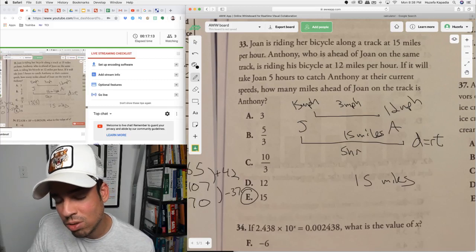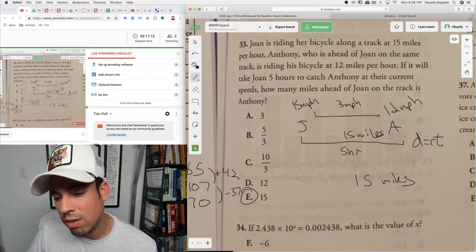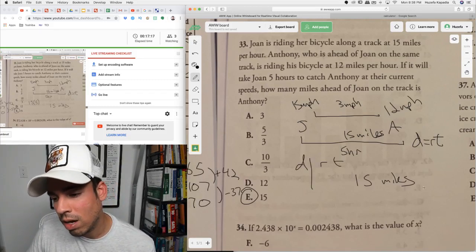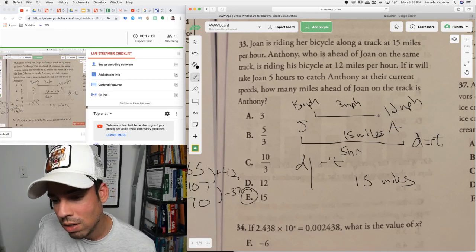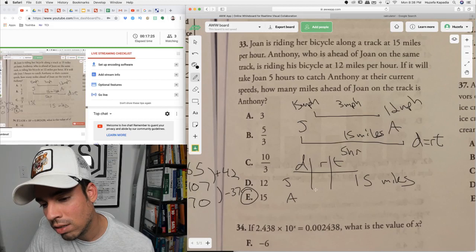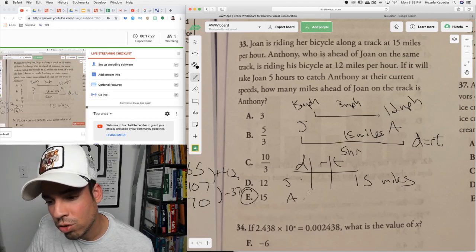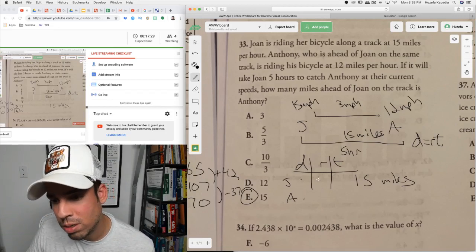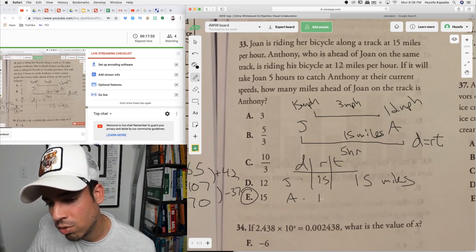We could set up a table. I'm not going to do that. Sometimes teachers have you do a distance, rate, time table. This is the best way, what I just did. But I know we could do this a different way where we say Joan, Anthony, and we sort of set up an equation based on the values we put in the table. She's going at 15 miles an hour. He's going at 12.